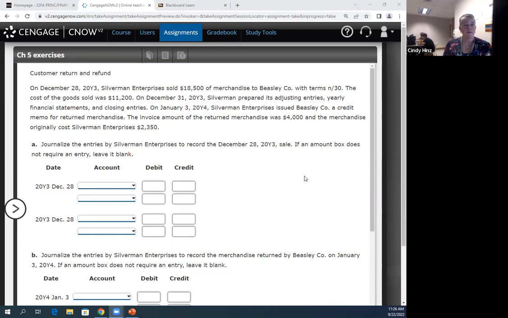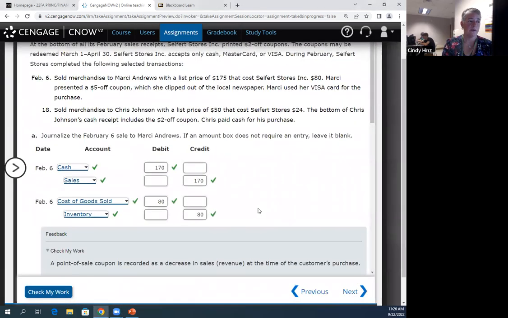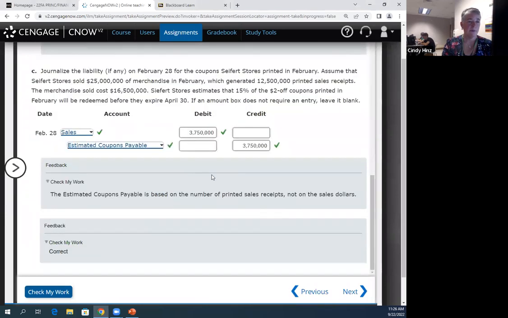15% might be a bit low, but where would that number come from? If they've done promotions like this in the past, they would base it on their prior experience. That 15% is an estimate, and so it may not be 100% accurate. Likely it's not 100% accurate. But the reason it's important that we put it in there, because it's such a large and material amount, is because it really would change the results reported by Seifert stores for the month of February.